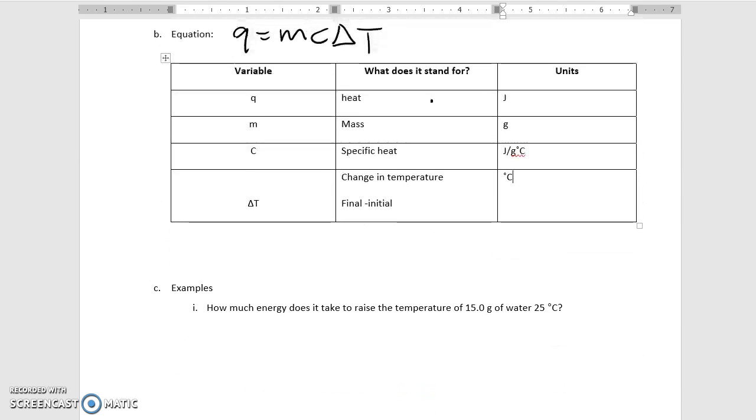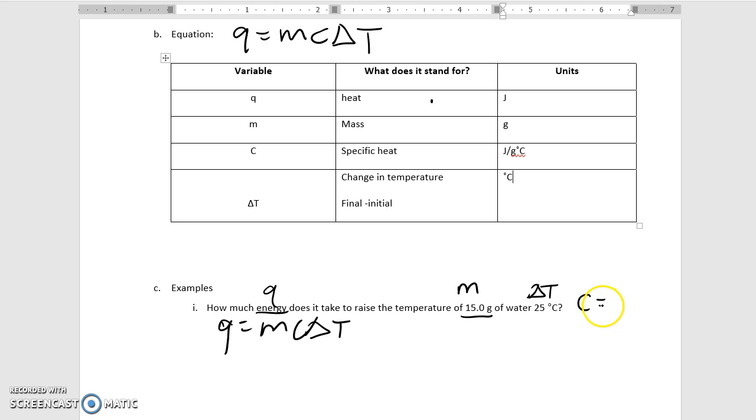Example: how much energy does it take to raise the temperature of 15 grams of water 25 degrees Celsius? We're going to use the only equation we have, which is Q equals MC delta T. Looking through the problem, we need the energy, which is Q. 15 grams of water would be our mass. This is our change in temperature. The one thing we're missing here is our C value.